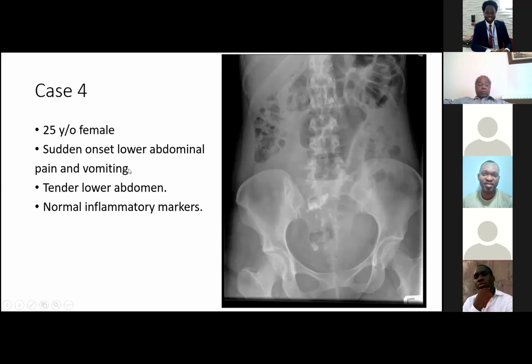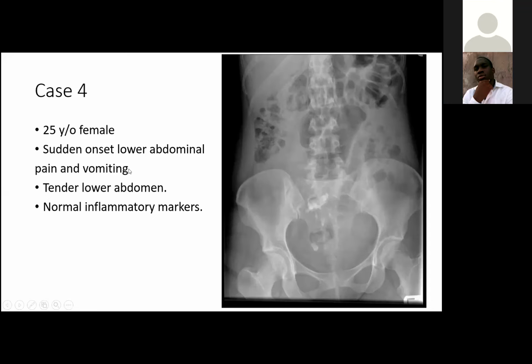Can you see anything in the lower abdomen? The abdomen is gasless, sir. The pelvis, sorry, is gasless. Agreed. Anything else? There are two hyperdense lesions in the pelvis that I can see.